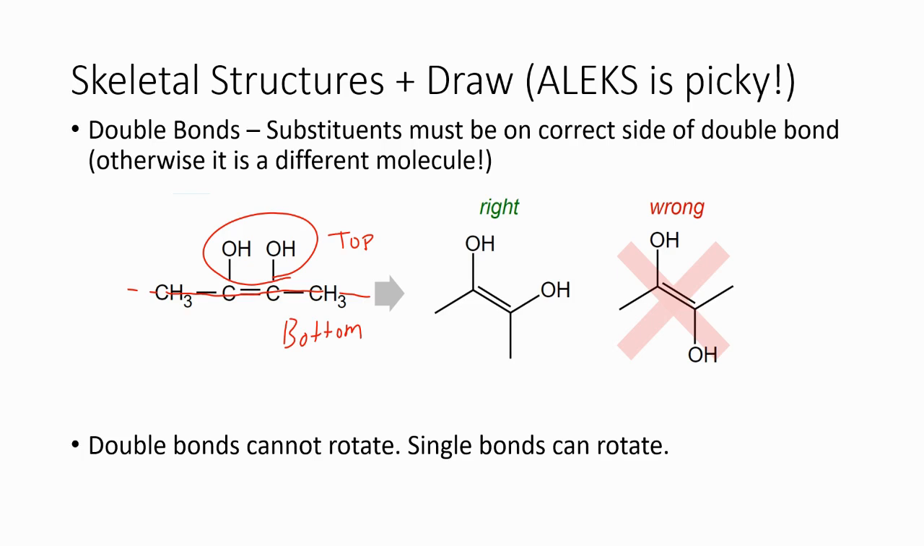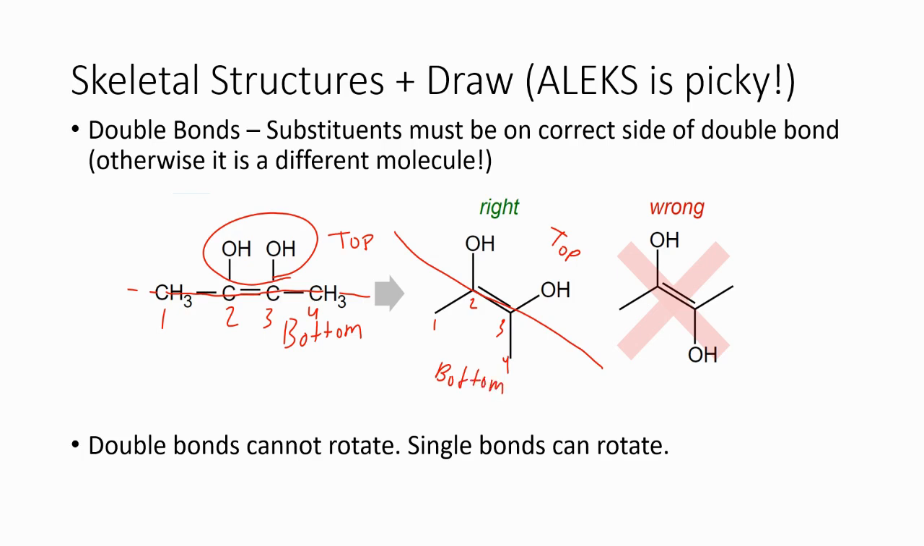So when I draw my molecule, I have carbon 1, 2, 3, 4. This is carbon 1, 2, 3, 4. These both need to be on the same side. So this would be like the top of the molecule. This would be the bottom.